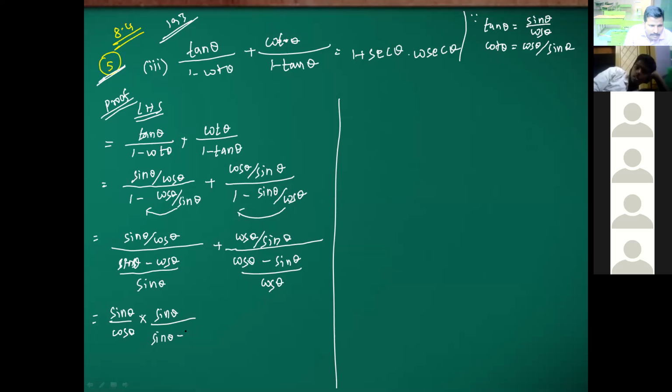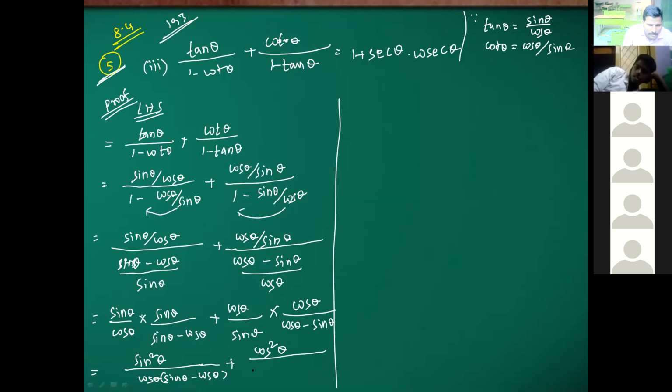So sin theta minus cos theta plus, again, cos theta divided by sin theta. When the denominator goes to the numerator, it will be the reciprocal. So cos theta, whole divided by cos theta minus sin theta. Okay, this is the thing. And now sin into sin, we are getting sin square theta, whole divided by cos theta into sin theta minus cos theta. Plus here also cos into cos, square theta, whole divided by sin theta into, now you just listen.